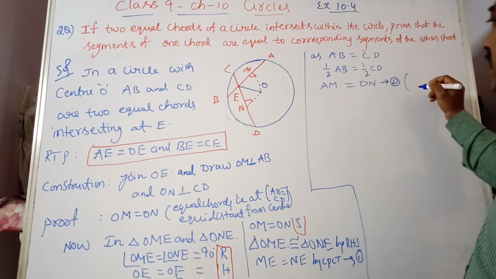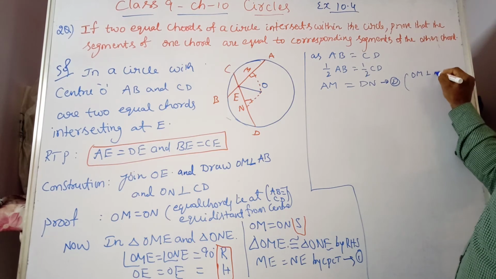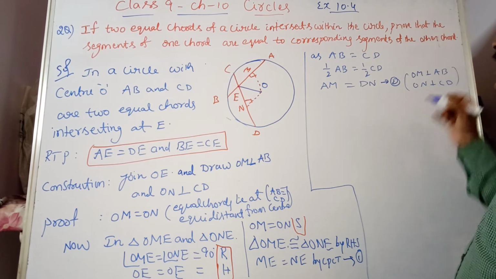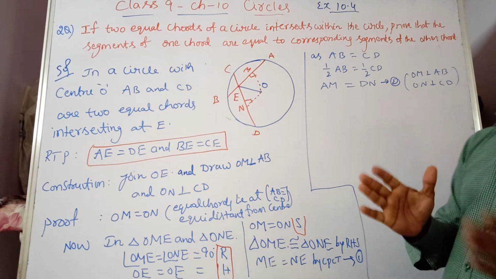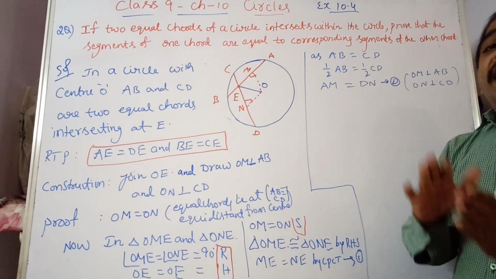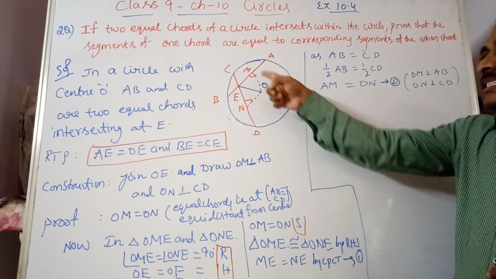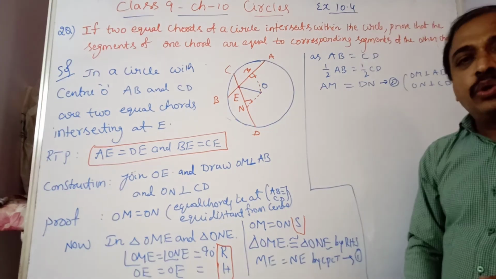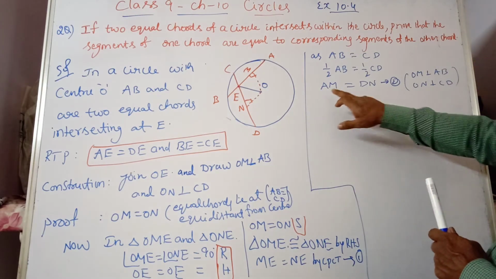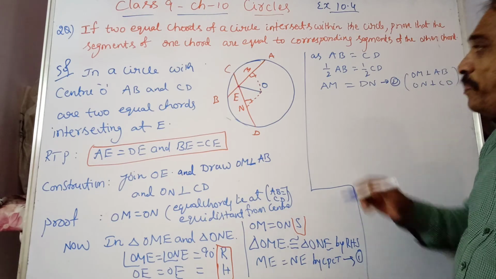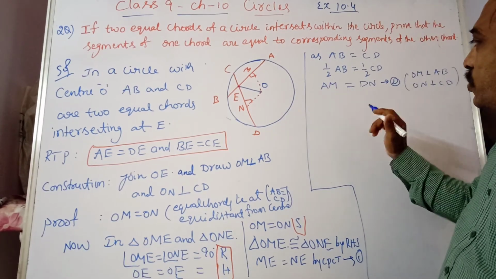So what is the reason for this? As OM is perpendicular to AB and ON is perpendicular to CD, we know that a perpendicular line from the center of the circle bisects the chord, which divides it into two equal parts. So AM is equal to DN, you got. Now observe it, AM is equal to DN.